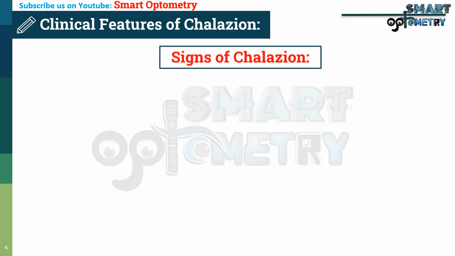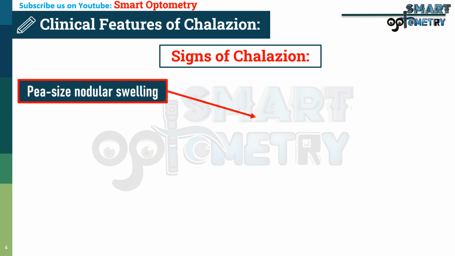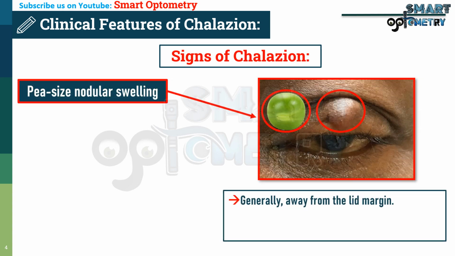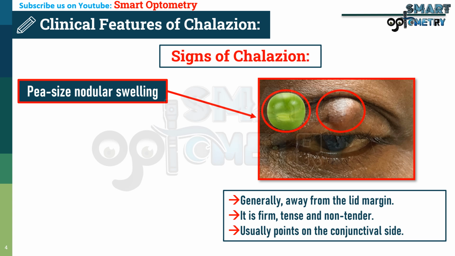Signs of chalazion: 1. A small pea-sized nodular swelling, generally away from the lid margin. It is firm, tense, and non-tender. It usually points on the conjunctival side and rarely on the skin side.